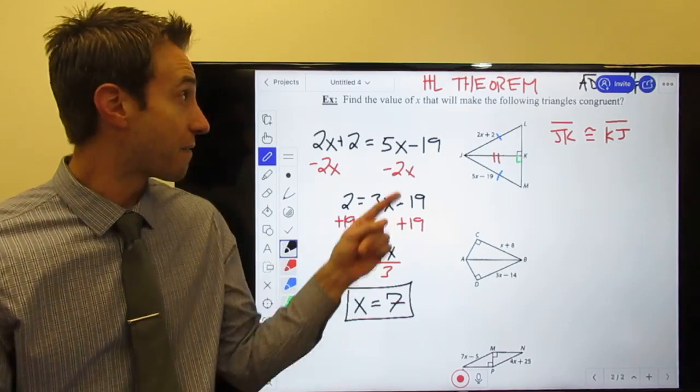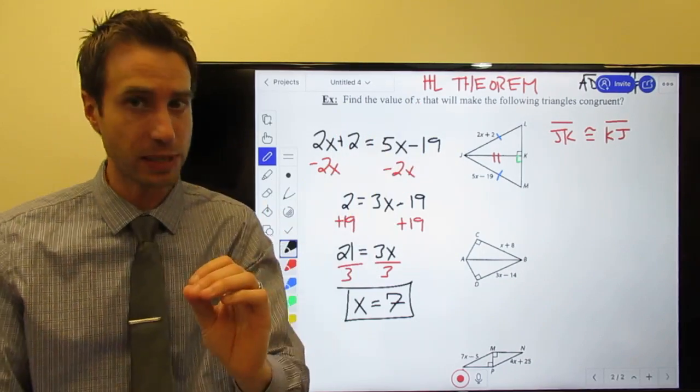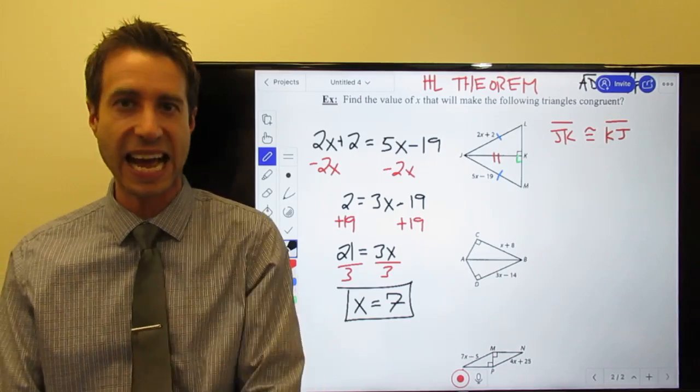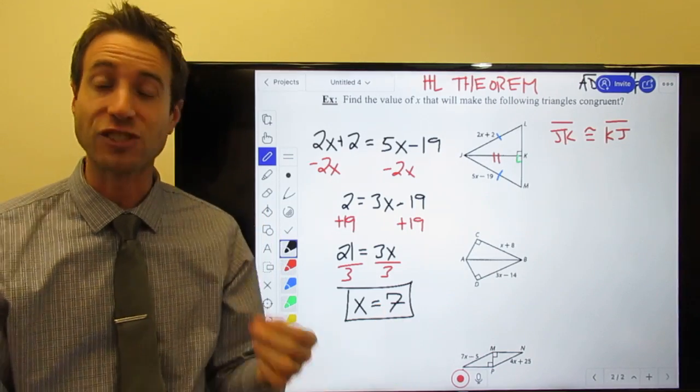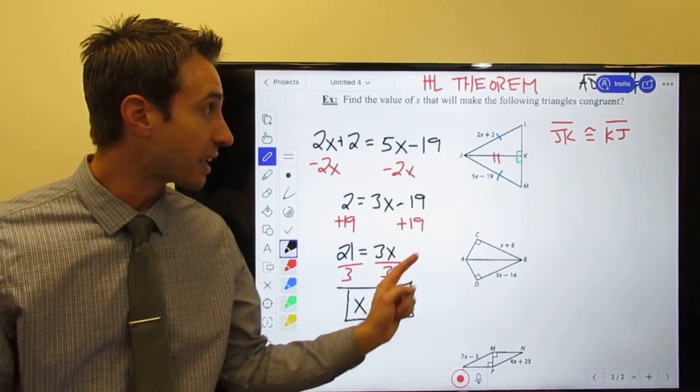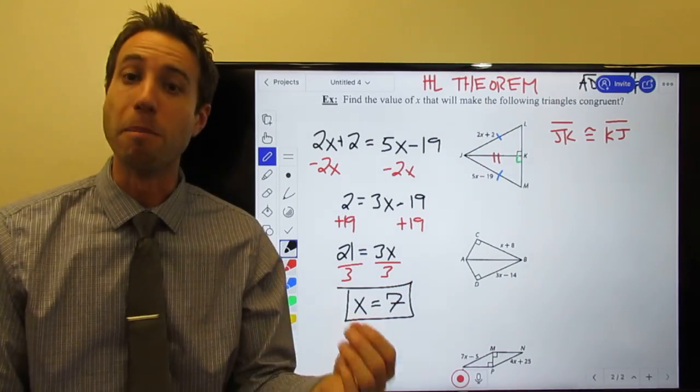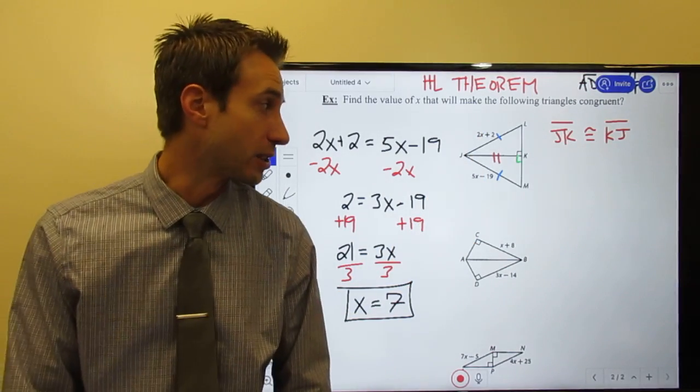And we have our answer. I asked find the value of x. Please read the directions very carefully. What did I ask you to do? I asked you to find the value of x, which is exactly what you've done. By plugging in a 7 for x, both of those sides are going to be congruent.